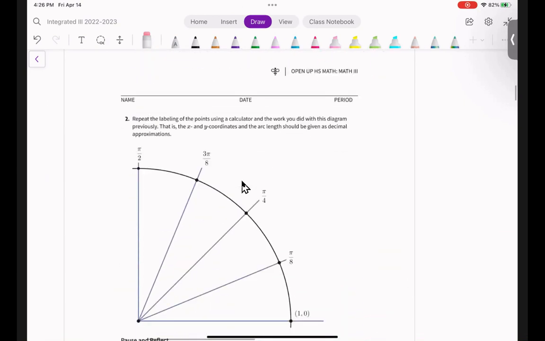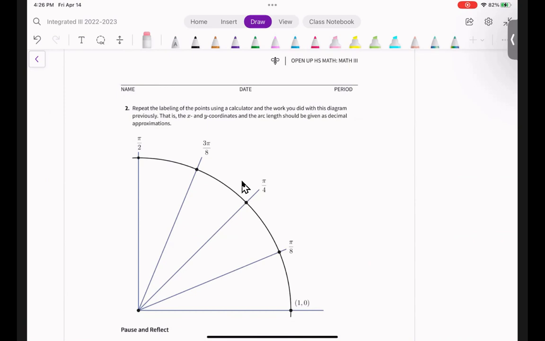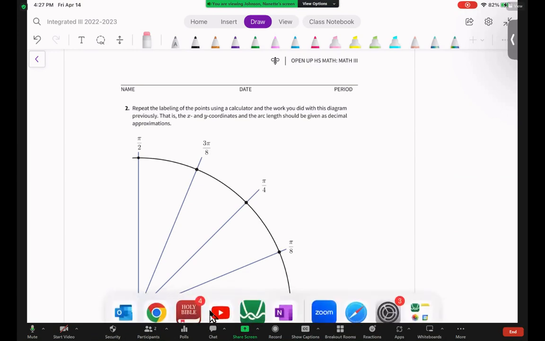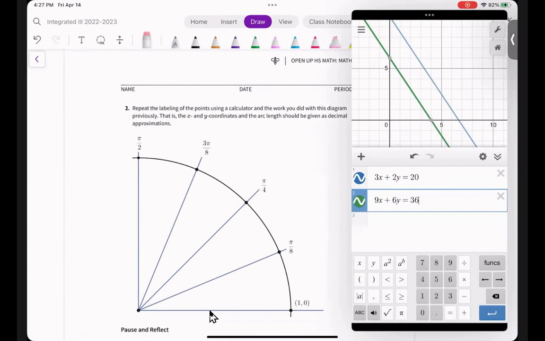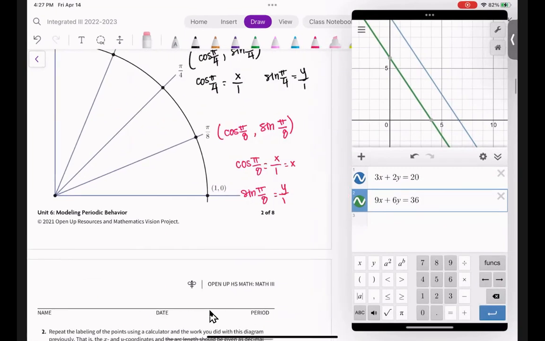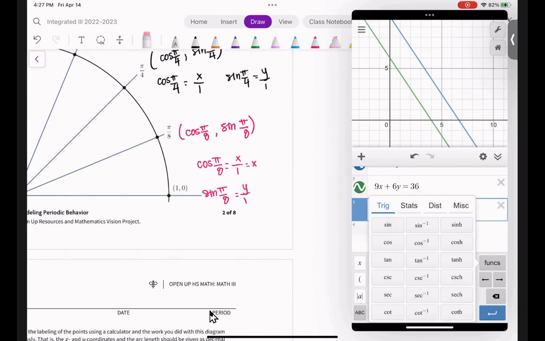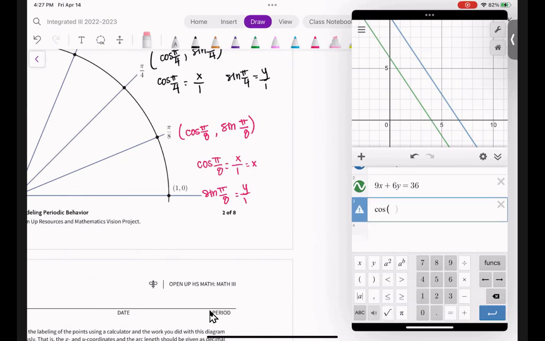All right, moving on. It says repeat the labeling of the points using a calculator and then work with the work you did on the diagram previously. That is, x and y coordinates are arc length, so they should be given in decimal approximations. So now what I'm going to do is I'm just going to pull up my graphing calculator. And then I'm going to go over here, go to functions.